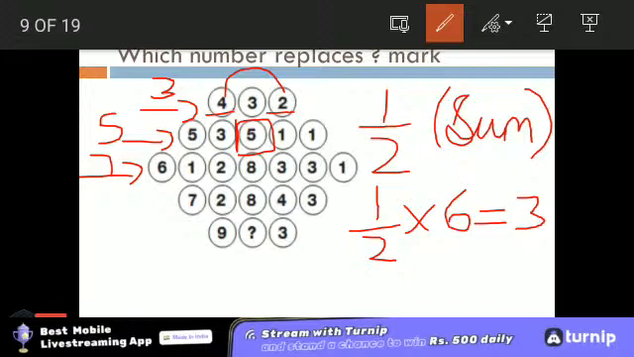So hurry up, you need to be smart enough and tell me the answer. Which is the answer of this question mark? Which number will replace the question mark? So hurry up, think about it. Which number can replace this question mark?